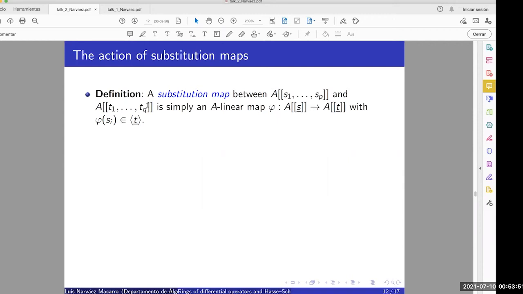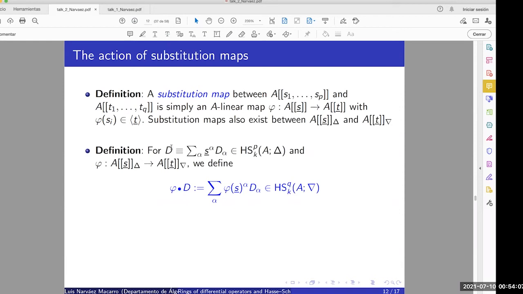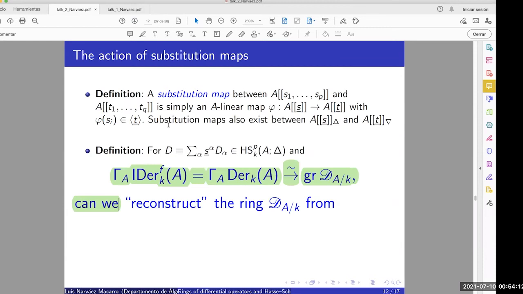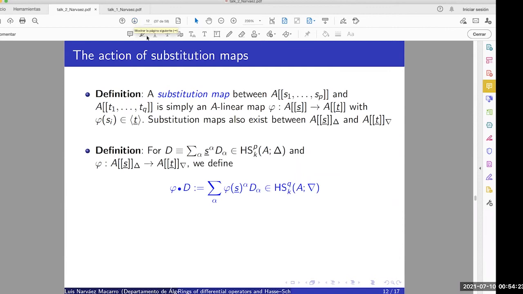So every time you have a substitution map, you can substitute variables in any series and you obtain again a series. Every time you have a Hasse-Schmidt derivation and a substitution map, well, I explained what is a substitution map at the level of the whole power series rings, but you can also take the reduction with respect to some quotients of this power series ring. So there is no difficulty here. So you can act any substitution map on D.